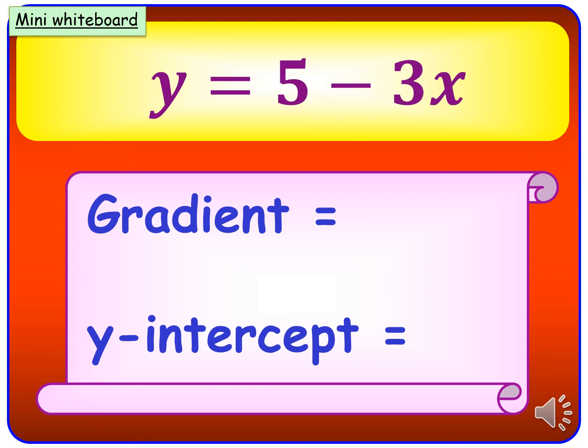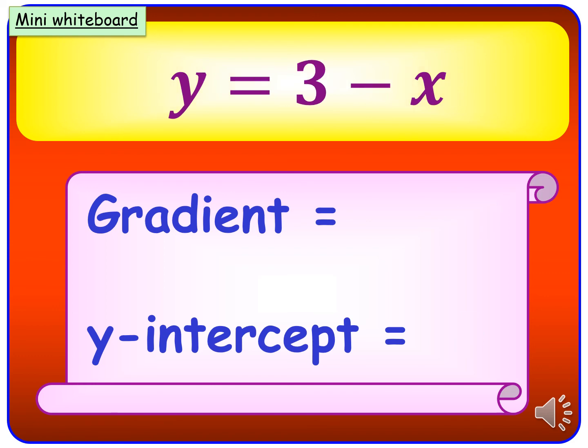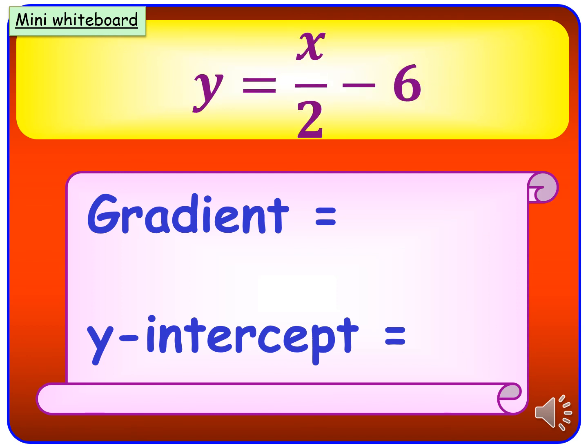Have a go at this question. Please pause the video here. Okay, the gradient is -3 and the y-intercept is +5. Okay, please take a moment to pause the video here. Okay, the gradient is -1 and the y-intercept is +3. Pause the video here and have a go at this question.